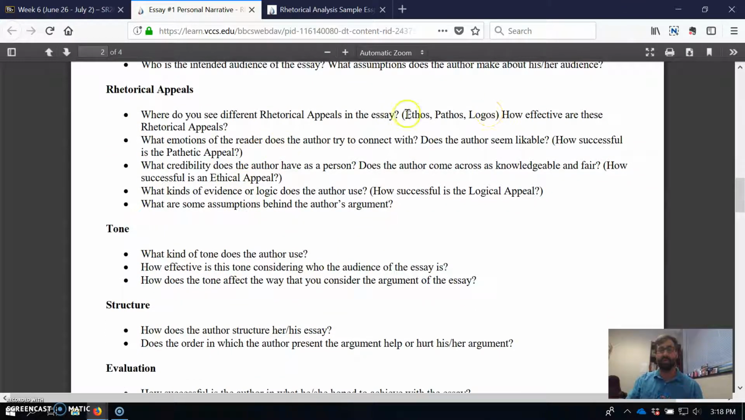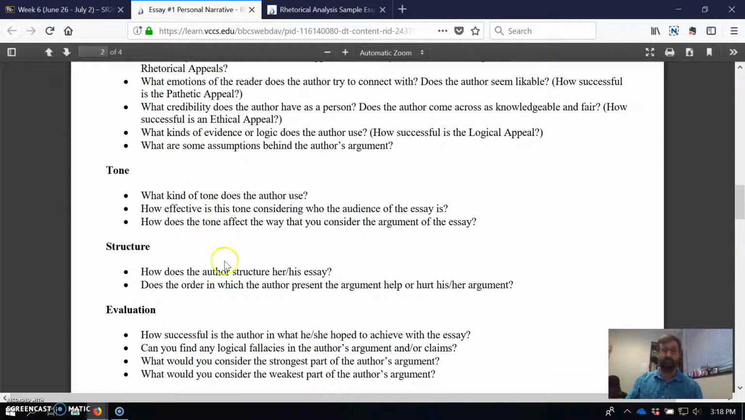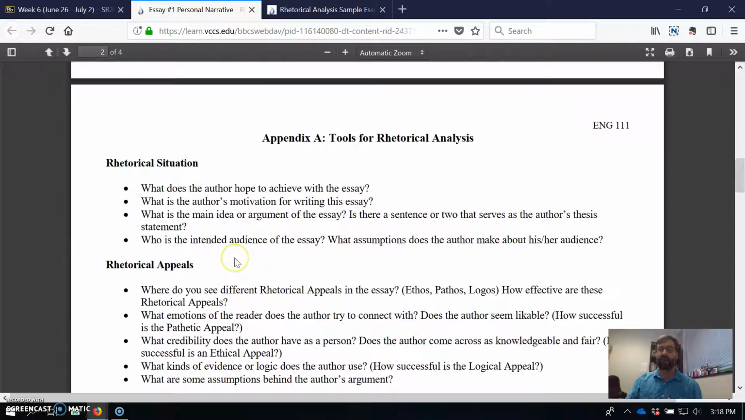So you could write a paragraph about ethos, pathos, logos. You could write a paragraph about tone. One of the things that you're going to have to do a little bit of in this essay is to do a quick summary of the essay and identify what the main argument is. So what is the writer trying to convince his or her audience of, but also who that audience is. And these are all things that we've done in the summary essay.